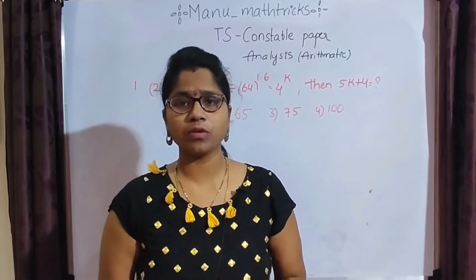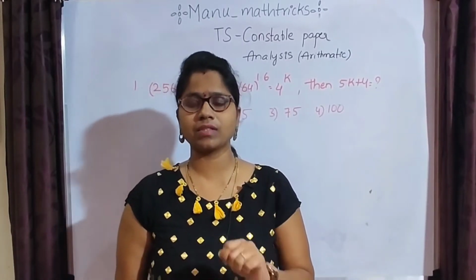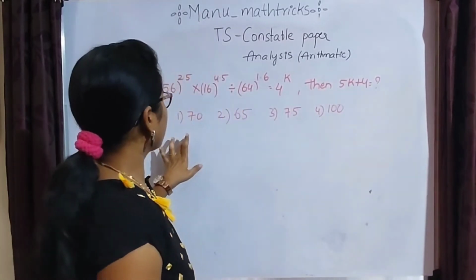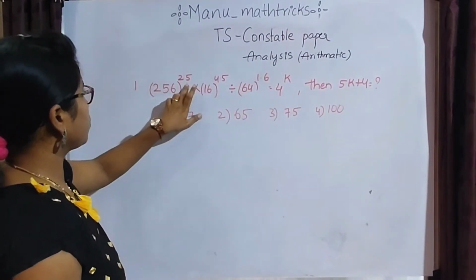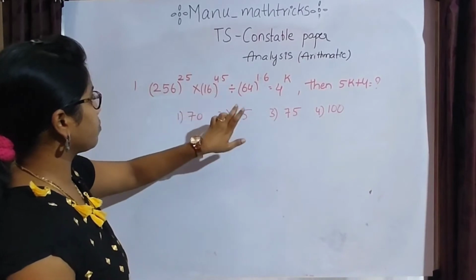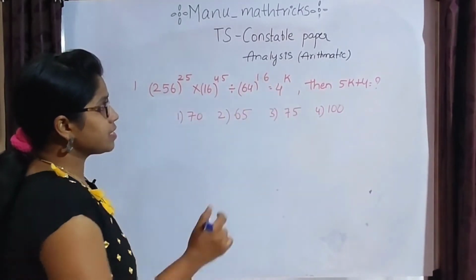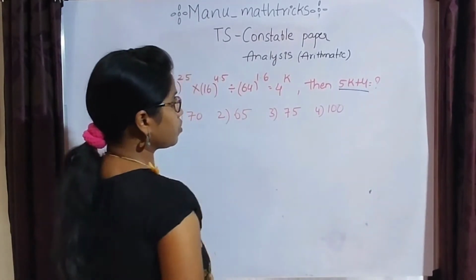Today in this video, we are going to do the paper analysis of the TS Constable paper which was held yesterday. Now look at the questions. He's asked the question: 256 whole power 2.5, 16 whole power 4.5 divided by 64 power 1.6 is equal to 4 power k. Then he's asking to find 5k plus 4 is equal to how much.